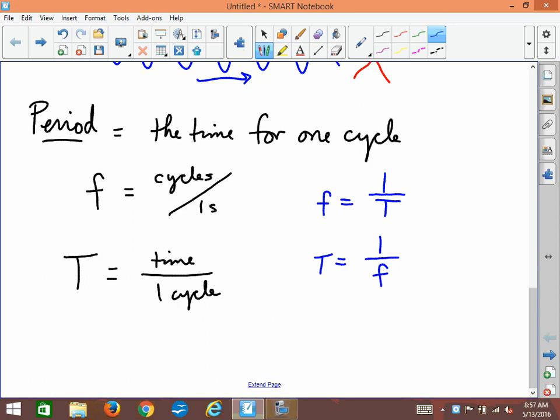And to be honest, we don't really use the period of a wave very often in physics. It's an interesting way of looking at it. It's another way of describing the frequency, but the frequency itself is usually far more important. So that's those 2 particular concepts.